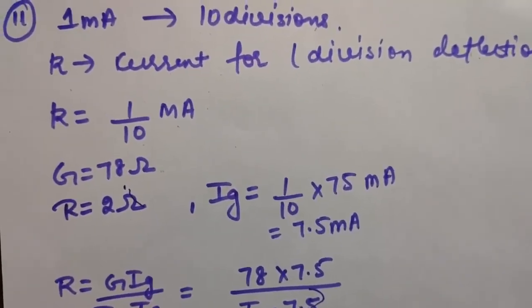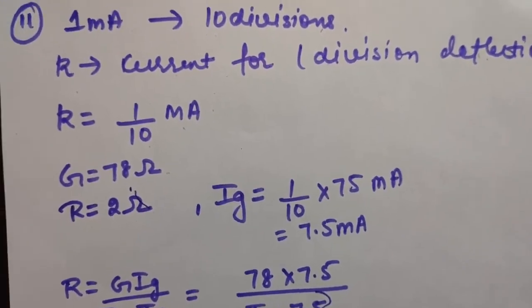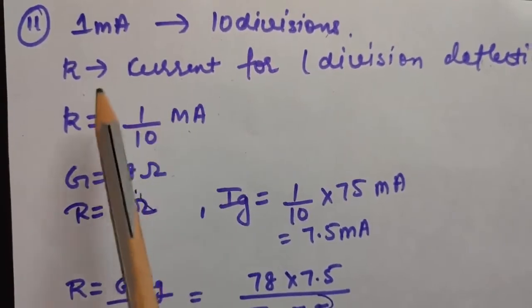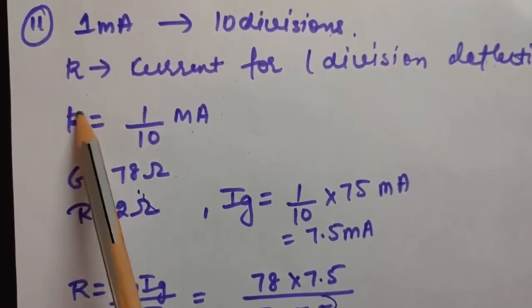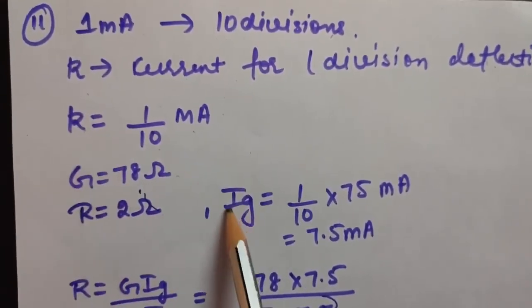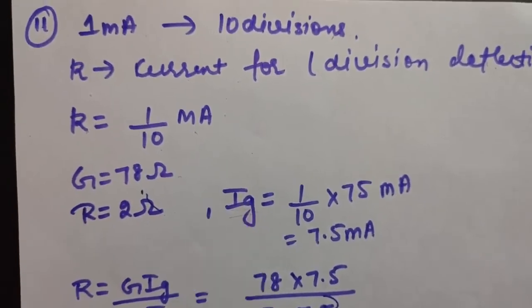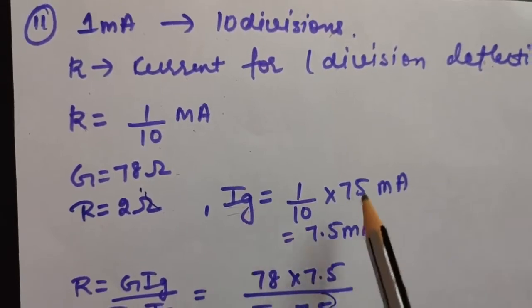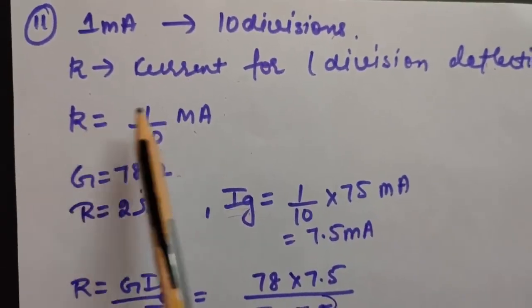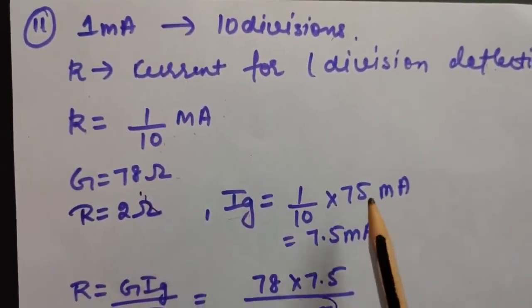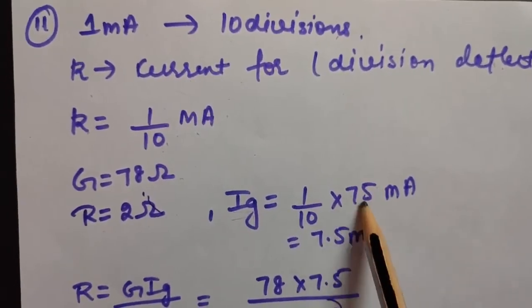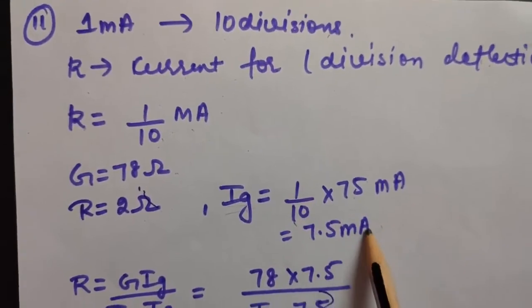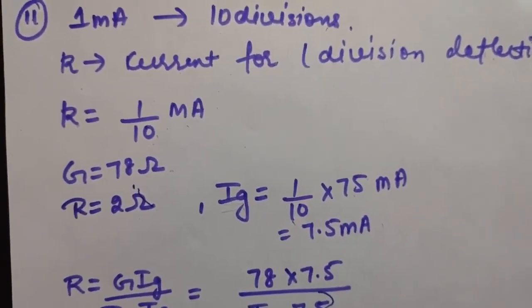So from here you can calculate Ig, that is current for full scale deflection. Or you can understand it like this, K is the current for 1 division, and Ig is full scale deflection, and in total we have 75 divisions. So we are calculating current for 75 divisions. Current for 1 division is 1 by 10. So current for 75 divisions will be 75 into 1 by 10. So this is our current for full scale deflection, that is 7.5 milliampere.